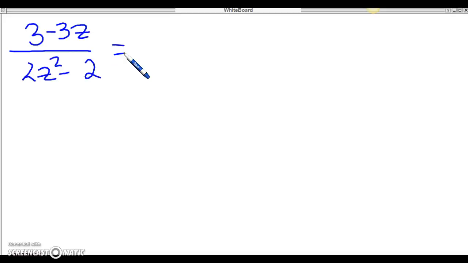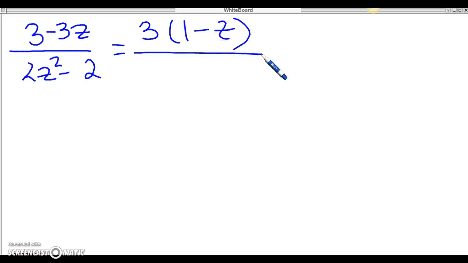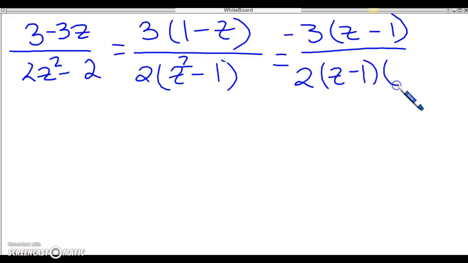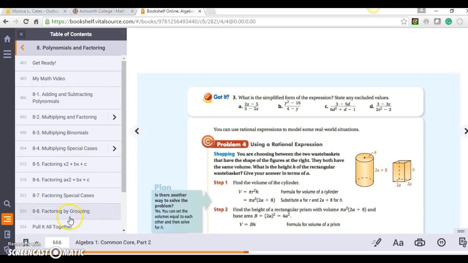Okay, so let's factor. At the numerator we have a factor of 3, so that's 1 minus z at the top. And for my denominator I have a factor of 2, so that is z squared minus 1. And this actually can be factored more. Well, first, let me go ahead and flip this around. It's going to be negative 3 times z minus 1. This is 2. Z squared minus 1 is also z minus 1 and z plus 1. And that's just my difference of squares. And like I said, you can find that here. This is factoring special cases.